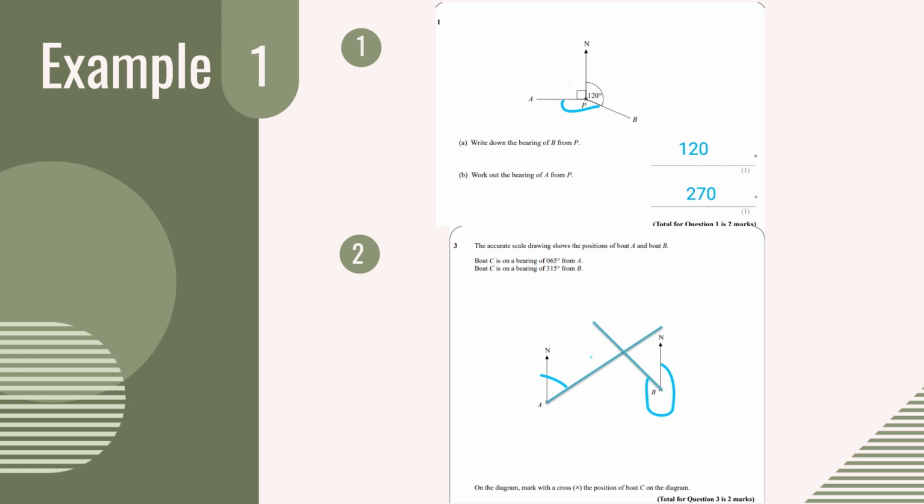Here, where it intercepts, we'd put a cross and label that our C. And that is how you get the marks for that question.